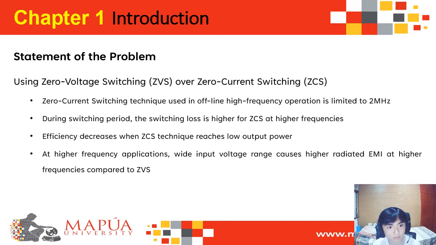Next, statement of the problem. Using zero voltage switching, or ZVS, over zero current switching. The zero current switching technique used in offline high-frequency operation is limited to 2 MHz. During the switching period, the switching loss is higher for ZCS at higher frequencies. Efficiency decreases when the ZCS technique reaches low output power. At higher frequency applications, a wide input voltage range causes higher radiated EMI at higher frequencies compared to ZVS.